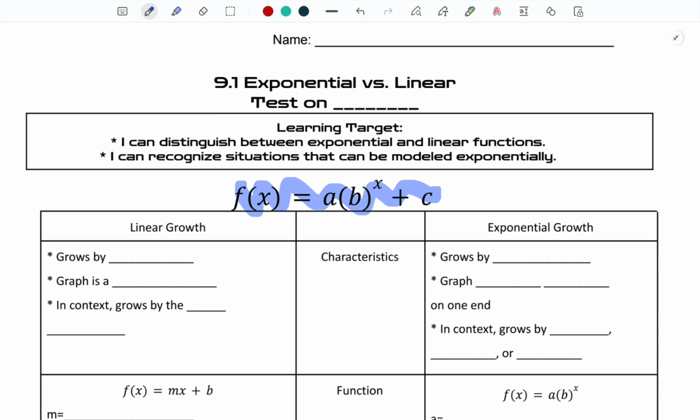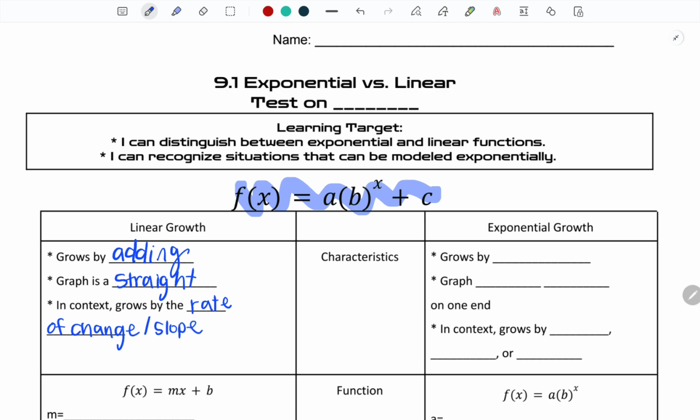So let's talk about linear, what we know and love. Linear grows by adding. And the graph is a straight line. And it grows by the rate of change. That is a nice phrase for a slope.